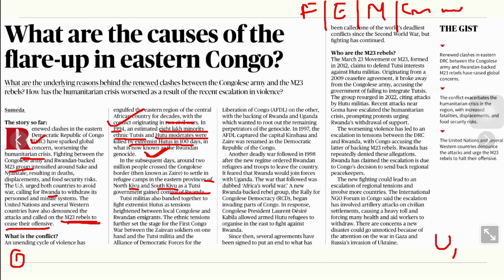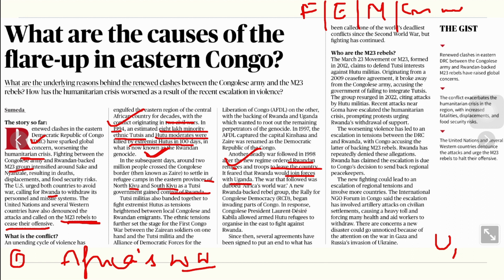Another deadly war followed in 1998 after the new regime ordered Rwandan refugees and troops to leave the country. It feared that Rwanda would join forces with Uganda. The war that followed was dubbed Africa's World War. So this was of huge magnitude there.